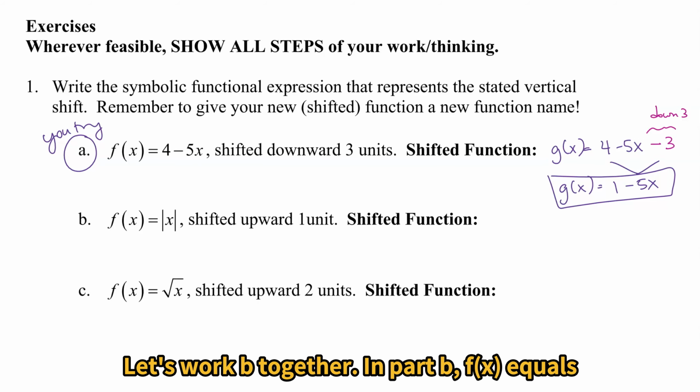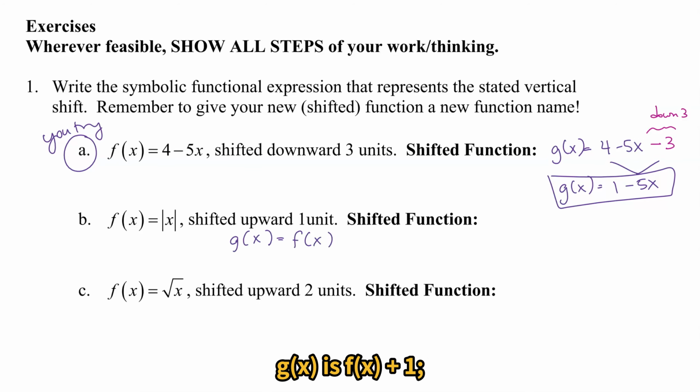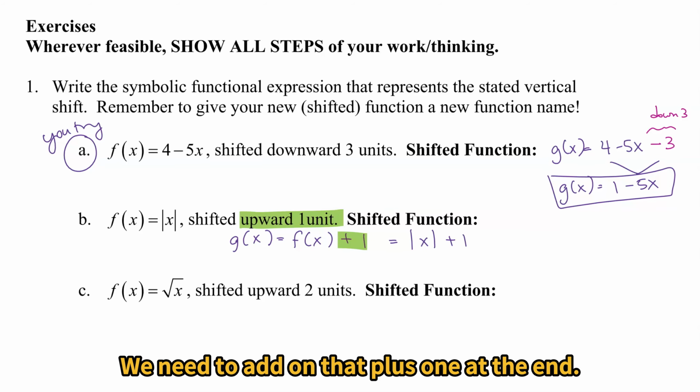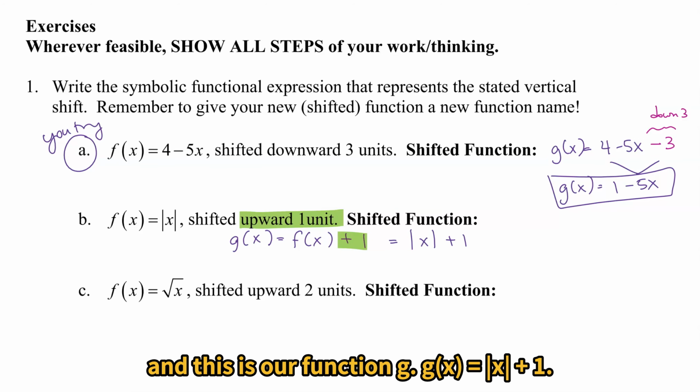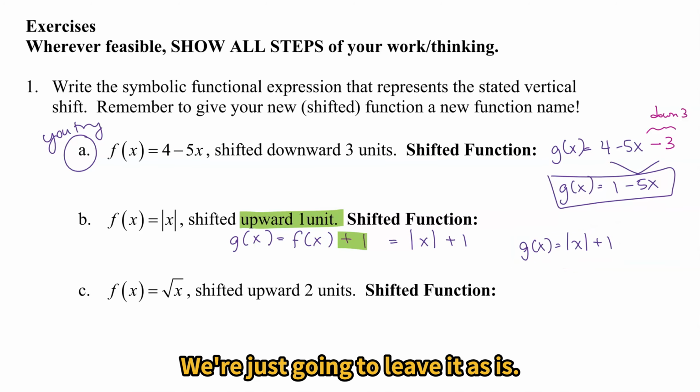Let's work B together. In part B, f of x equals absolute value of x. So to get our shifted function, g of x is f of x plus 1, upward 1 unit. f of x is absolute value of x. We need to add on that plus 1 at the end. And this is our function g. g of x equals absolute value of x plus 1. There's nothing we can do to simplify this. We're just going to leave it as is.